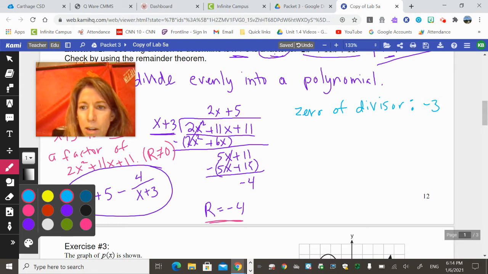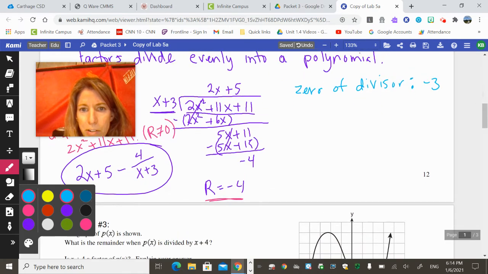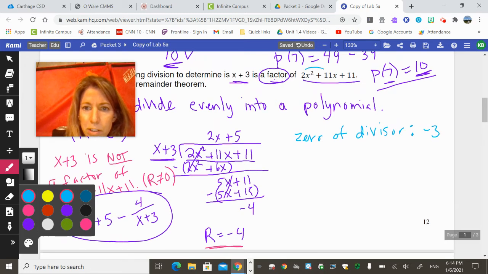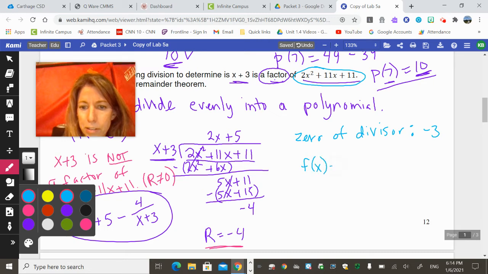And the function that we divided into, it doesn't name the function. It doesn't say p of x or f of x or anything. It just tells us the trinomial. So I'm going to call it f of x just because I can. It's not listed as a specific function.